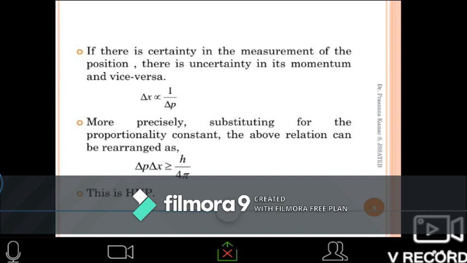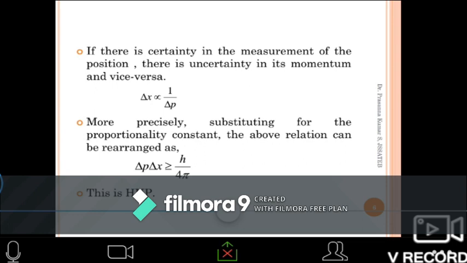So there is an inverse relationship between delta x and delta p. That is, if the position of the particle becomes more certain, then momentum becomes more uncertain. If the momentum becomes certain, then the position of the particle becomes more uncertain. So there is an inverse relation between them.